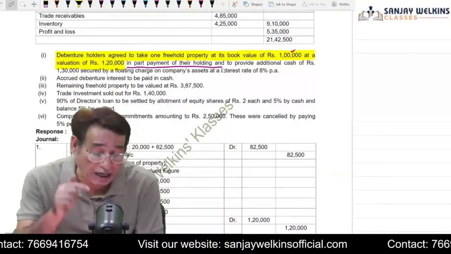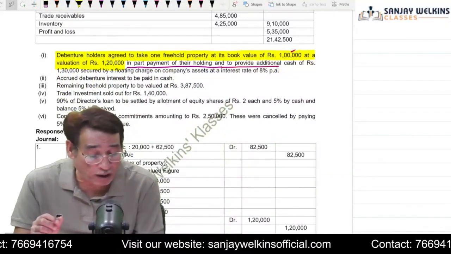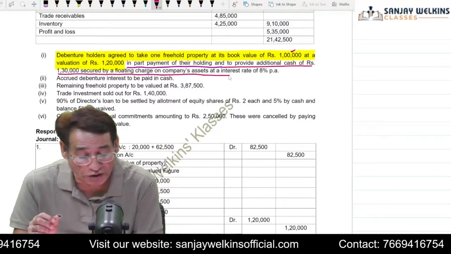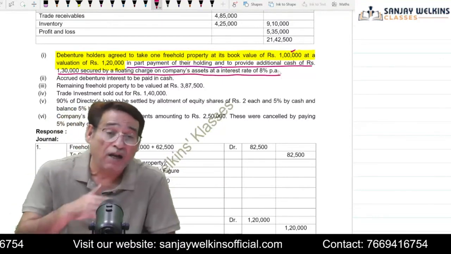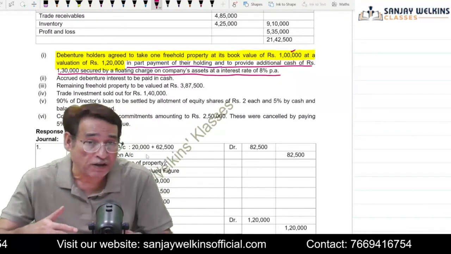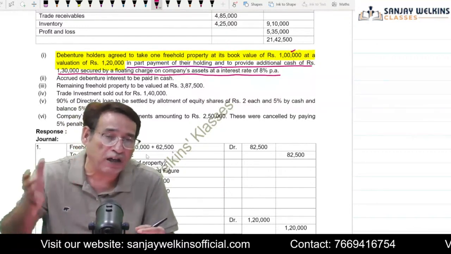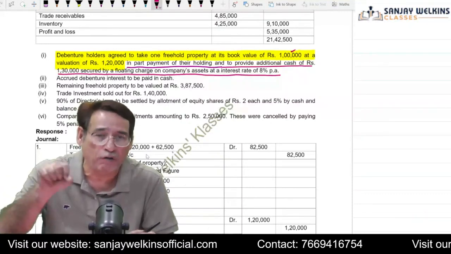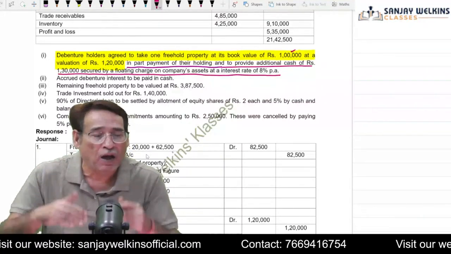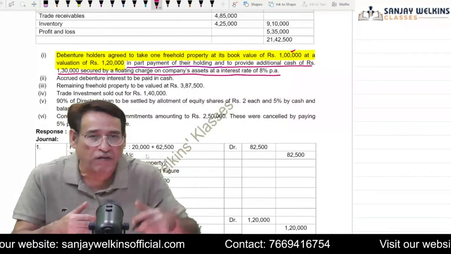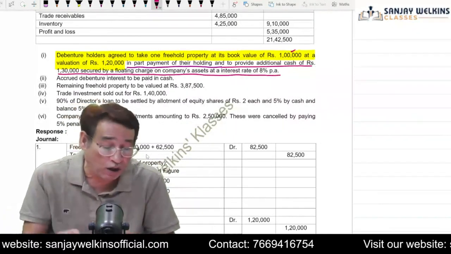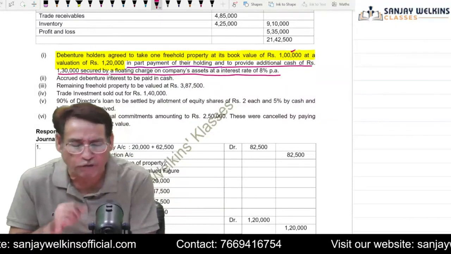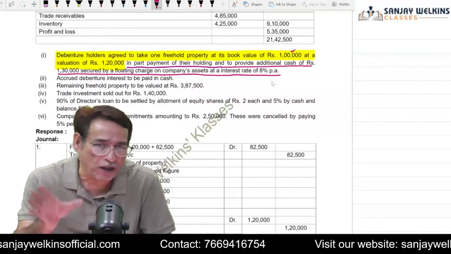Further, it is given: and to provide additional cash of rupees 1,30,000 secured by a floating charge on company's assets at an interest rate of 8%. That means debenture holders, first of all, have agreed to take a freehold property having a value of 1 lakh at a valuation of 1,20,000 in part payment. And they have also agreed to provide additional cash of 1,30,000. What should be the entry for this?